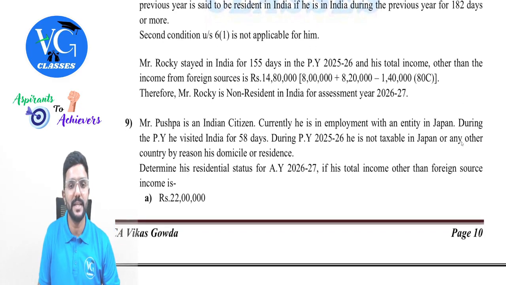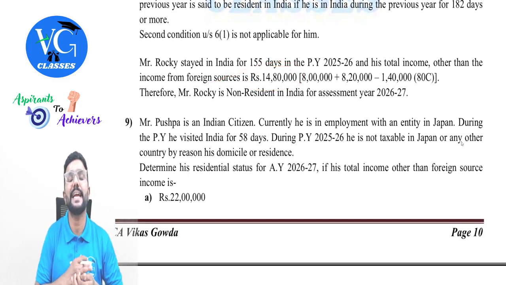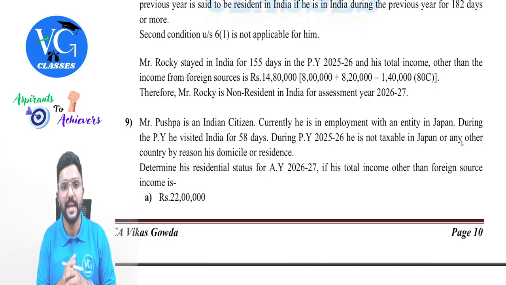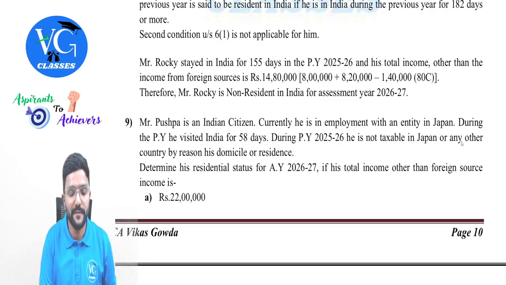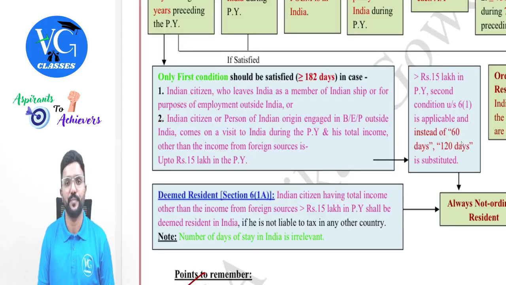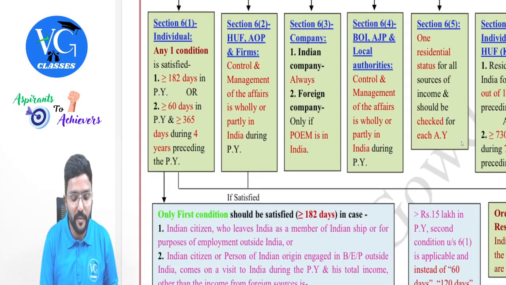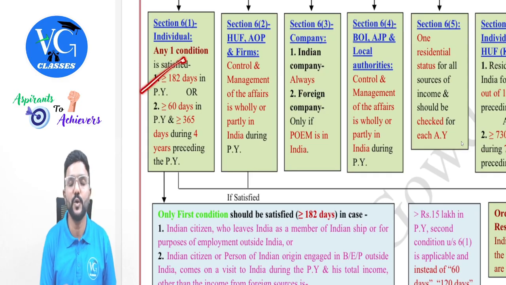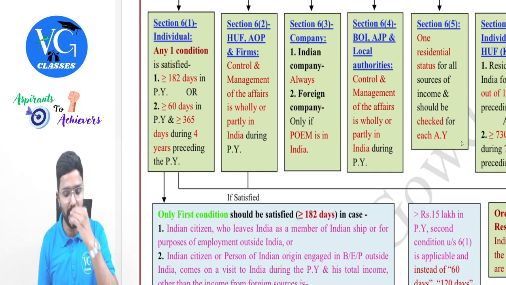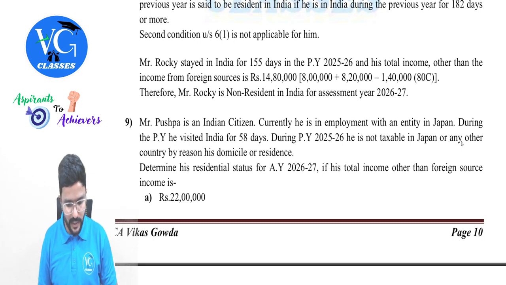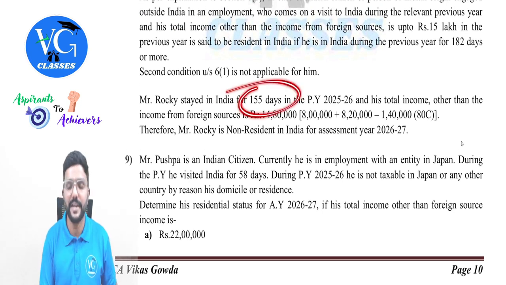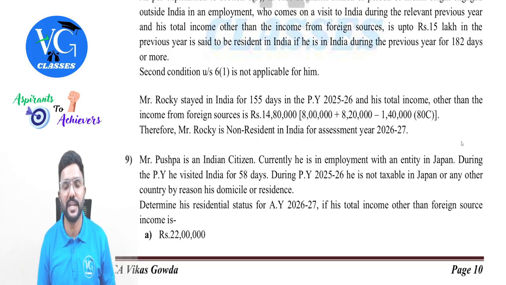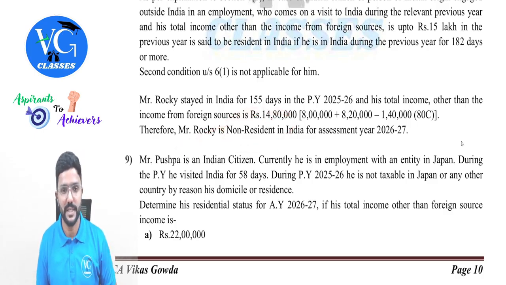So the total income other than the income from foreign source would become 14,80,000. In that case, he will fall under this provision. In that case, second condition is not at all applicable. He has to be in India for 182 days or more during the previous year in order to be resident in India. But he came to India during the previous year for how many days? Only 155 days. So he didn't satisfy the first condition, whereas second condition is not applicable for him. So he will be a non-resident, guys.